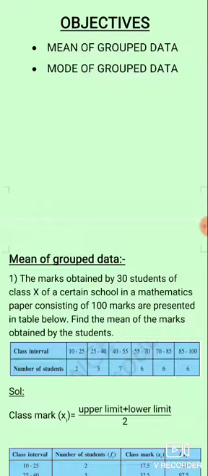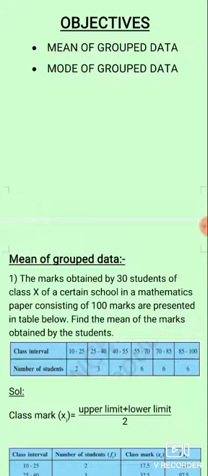Now the first question: the marks obtained by 30 students of class 10 of a certain school in a mathematics paper consisting of 100 marks are presented in the table below. Find the mean of the marks obtained by the students. The class intervals 10 to 25, 25 to 40, etc., up to 85 to 100 are given. The number of students, which is the frequency: 2, 3, 7, 6, 6, 6, etc. Now we need to find the mean of grouped data.